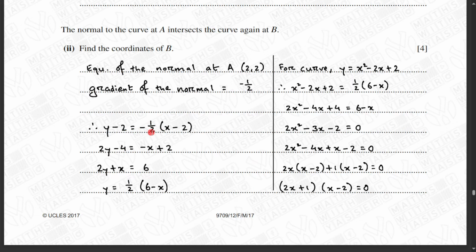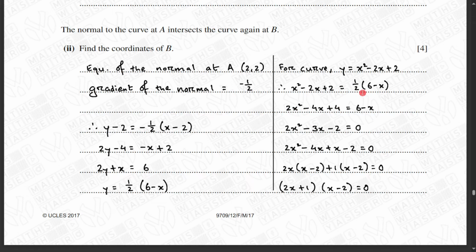Simplifying this, by cross multiplying 2 with y minus 2, we get 2y minus 4, and minus 1 times x is minus x, minus minus plus 2. So that gives us 2y plus x equals 6. So y equals half of 6 minus x. For the curve, y equals x squared minus 2x plus 2. Now since this normal, the equation of which is this, will meet again the curve at B, that means we need to equate these two equations.